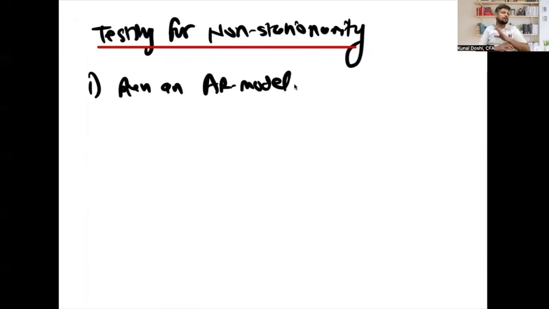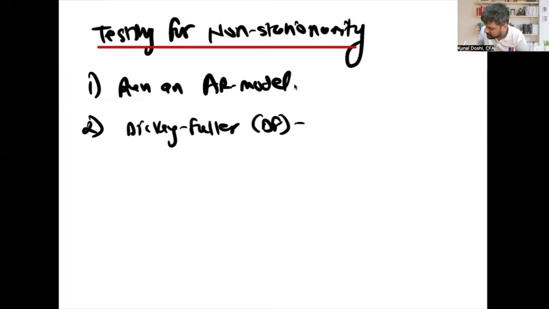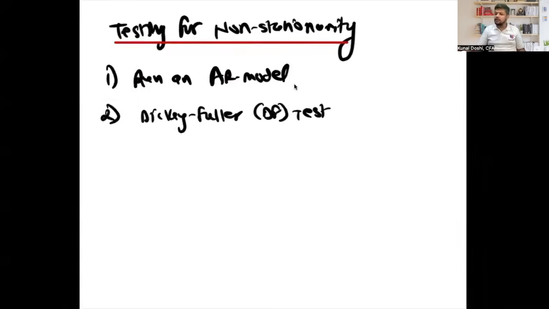Okay, this is what we are going to do first thing. And second, we are going to perform a Dickey-Fuller test, or simply said, the DF test. These two things we are going to do, right?